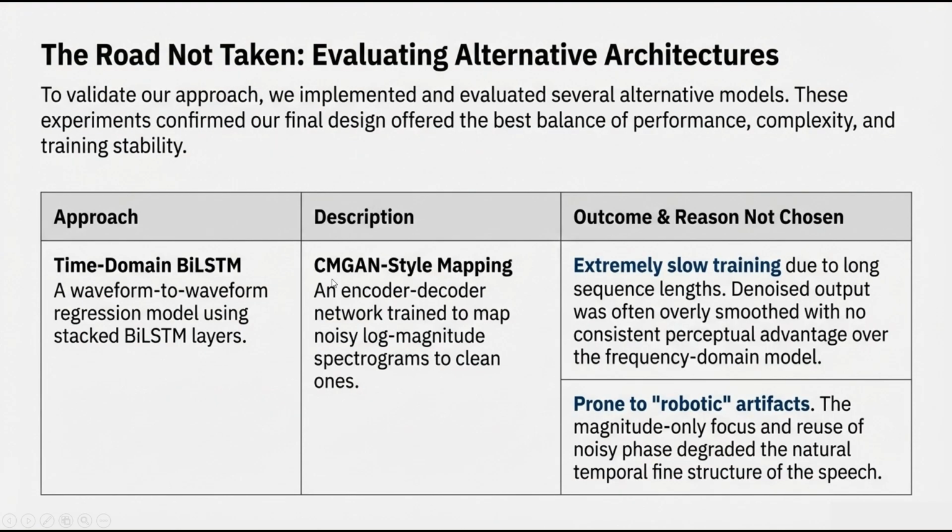We also evaluated alternatives. One option was a time domain BLSTM or encoder-decoder style mapping. These approaches can be very slow to train due to long sequences, and they didn't consistently beat our frequency domain mask approach in perceived quality. Other direct mapping approaches were also more prone to robotic artifacts. In practice, our mask-based CNN provided the best trade-off between performance, stability, and complexity.